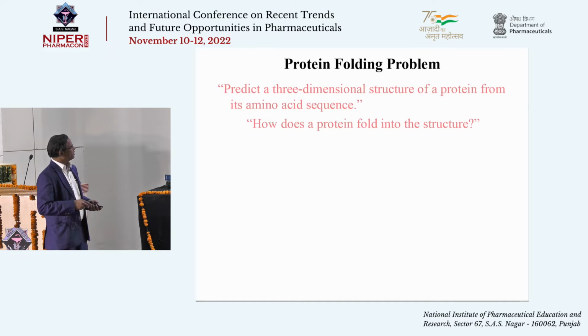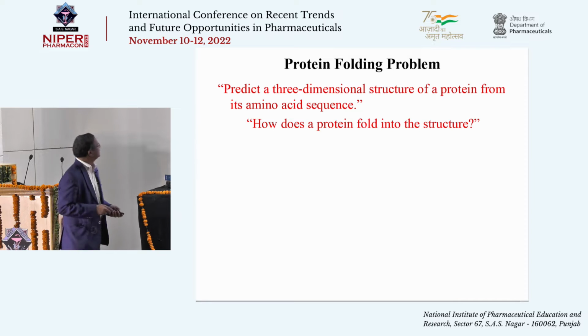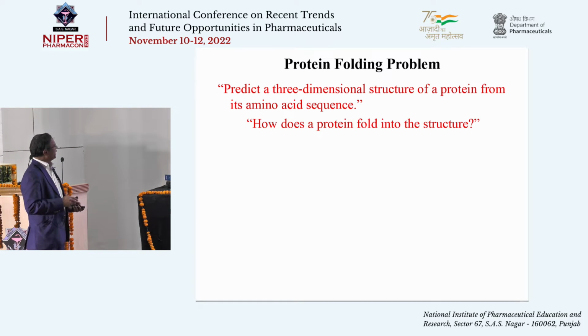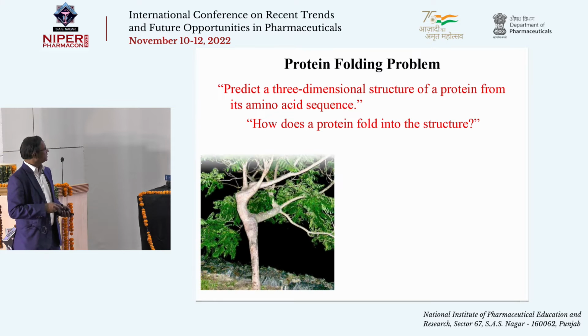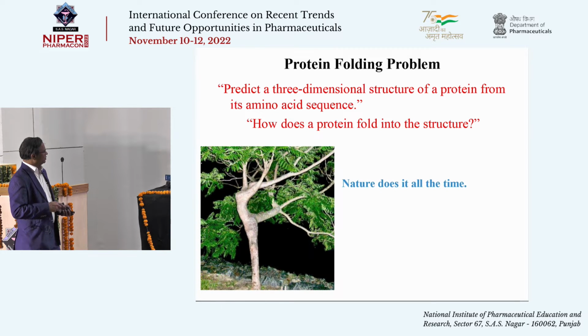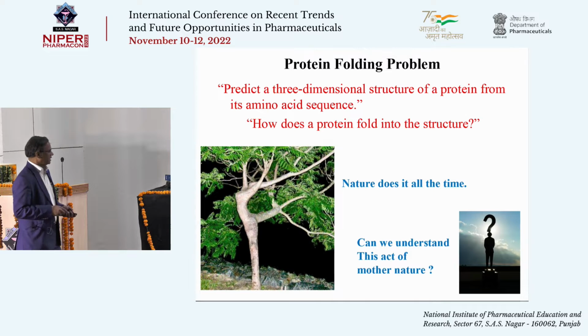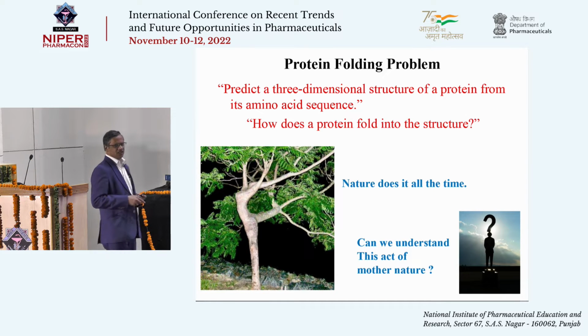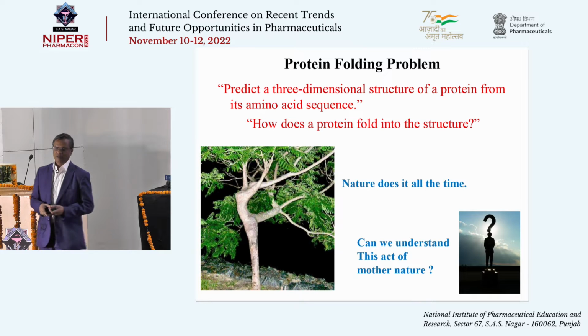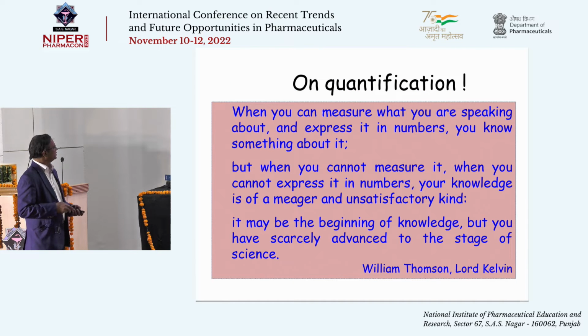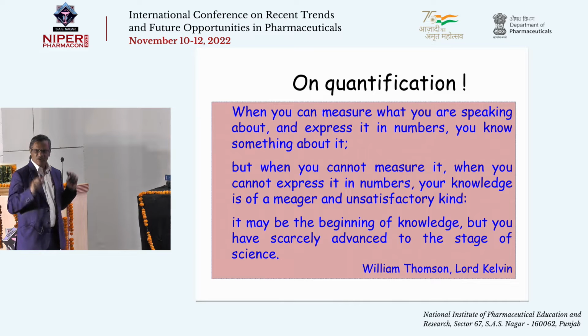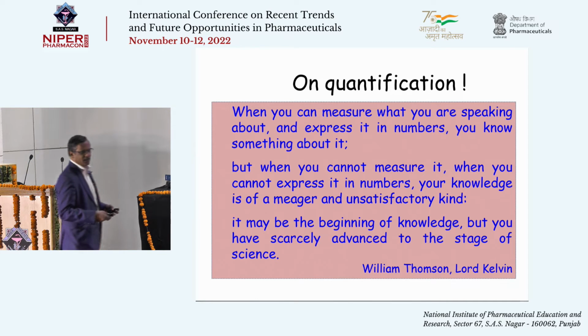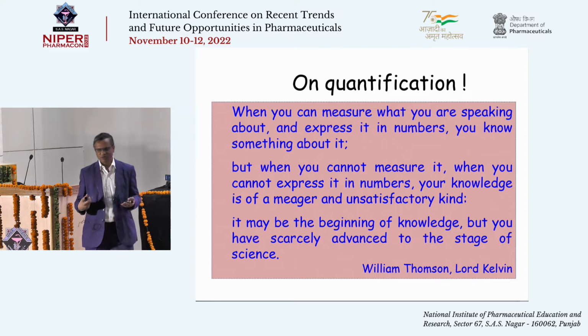We also have receptors, which are usually proteins, and predicting the three-dimensional structure of a protein from the amino acid sequence, or how a protein folds into its structure, is a very, very interesting question in its own right. Nature does this protein folding. Can we understand this act of Mother Nature, or how a three-dimensional structure comes from the primary sequence? So there are several questions which led to different fields like computational biology, bioinformatics, chemoinformatics, molecular modeling, and so on and so forth.